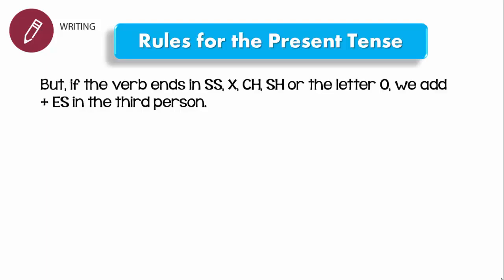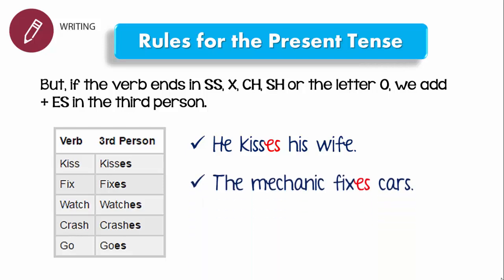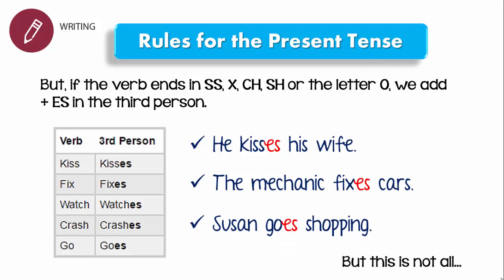If the verb ends in double s, x, ch or sh or the letter o, we add an es in the third person singular. Kiss, kisses. Fix, fixes. Watch, watches. Crash, crashes. Go, goes. He kisses his wife. The mechanic fixes cars. Susan goes shopping. But this is not all.